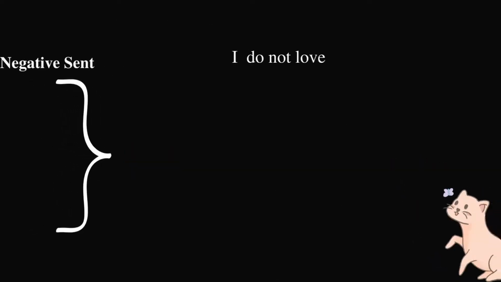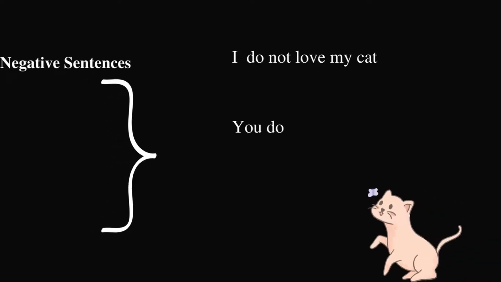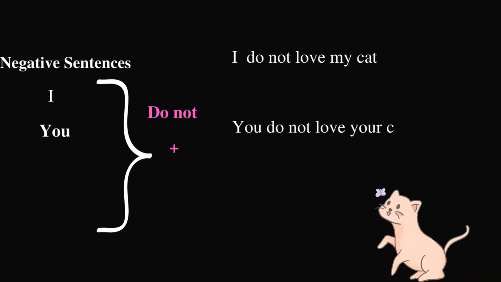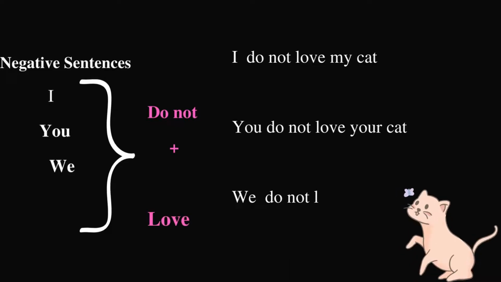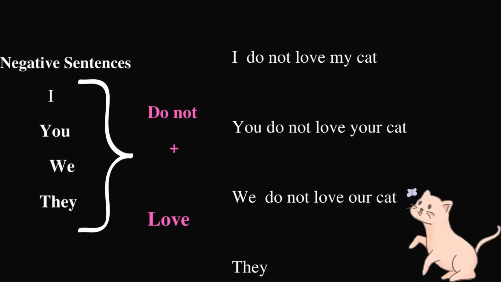Now, when we have negative sentences for first person plural, we have helping verbs do not with present form of the verb. For example, I do not love my cat. You do not love your cat. We do not love our cat. They do not love their cat.